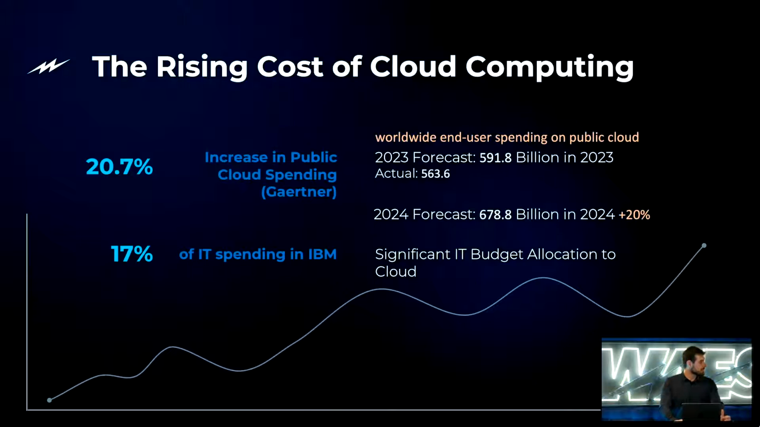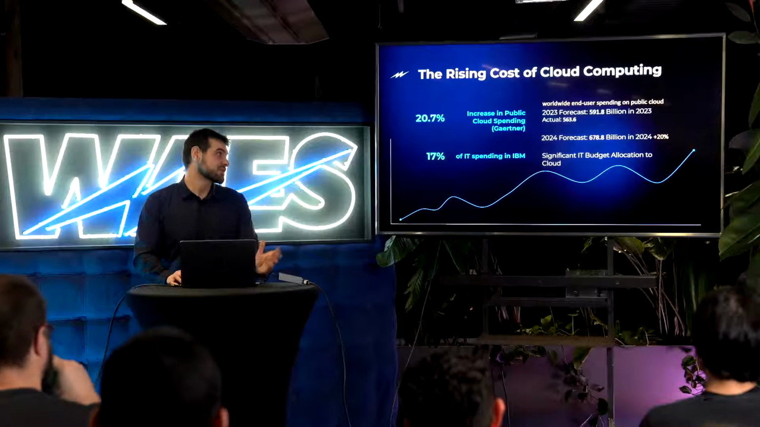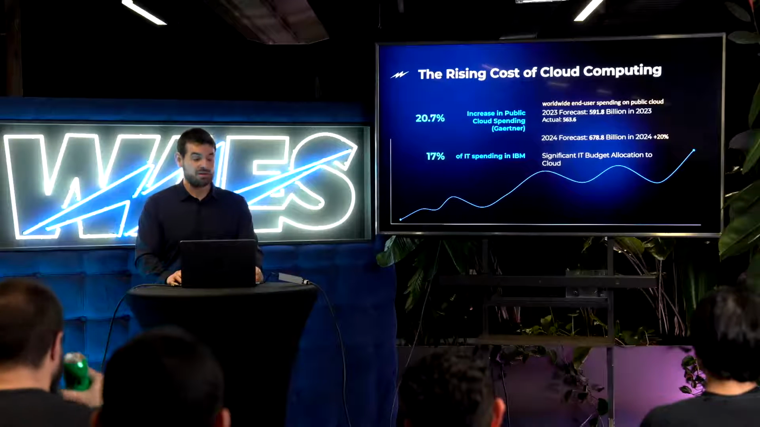And this is some data from IBM. One of their estimations is that from the total IT budget, 17% is allocated to cloud, so public cloud. And they have their own cloud, right? So they are pretty good at optimizing their own costs, of course. So usually in companies, you would see, I think, a higher number there.